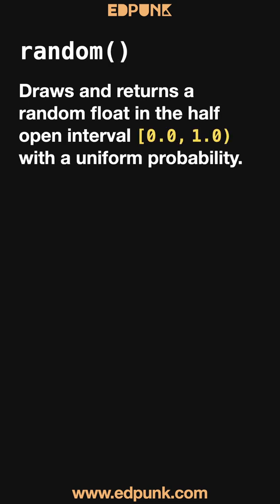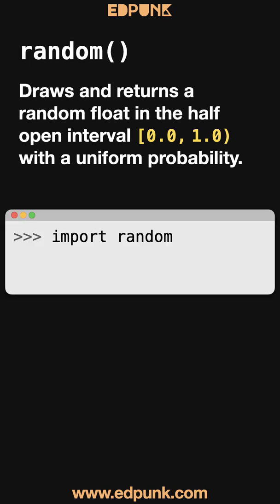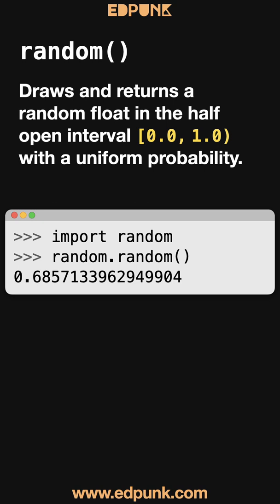The random function draws a random floating point number that is greater than or equal to 0.0 and less than 1.0 with a uniform probability. That is, equal chances of getting any number in this range. For example, let us import the random module. Now, executing random.random returns a random real number, 0.6857.